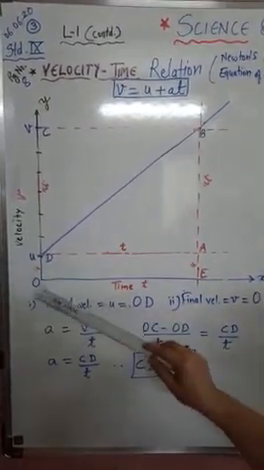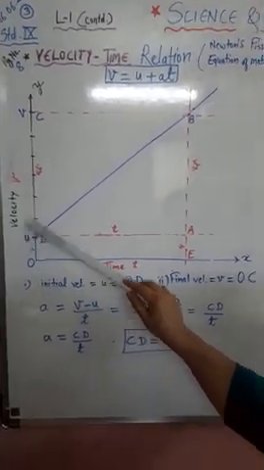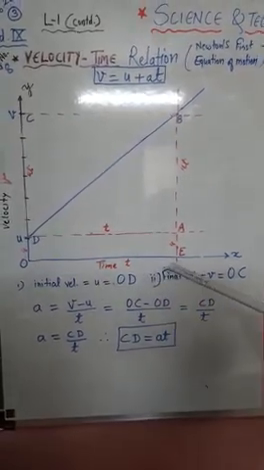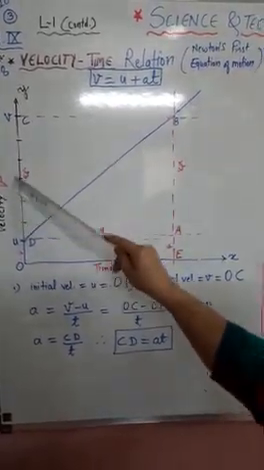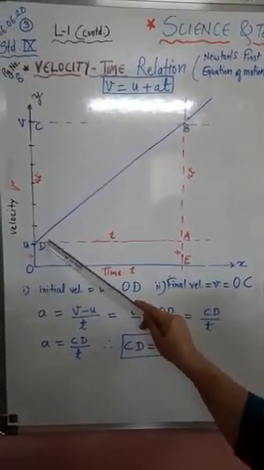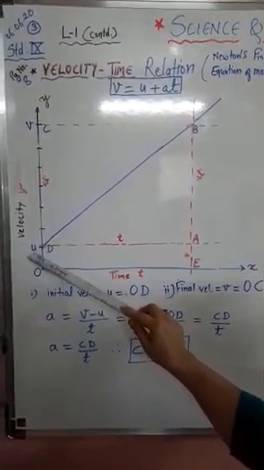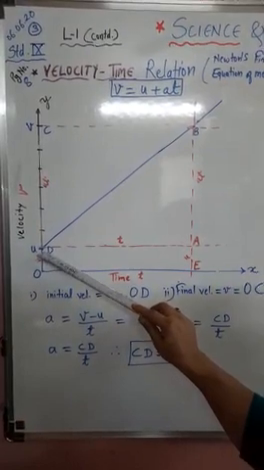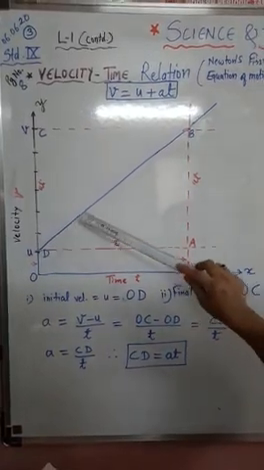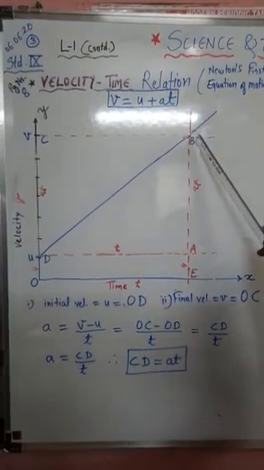Suppose an object is moving with velocity u. First, you have to draw the graph. On the x-axis we will take the time and on the y-axis the velocity. The object starts from point D. The initial velocity is u, the initial velocity of the object, and it starts from this point D. With increase in time, the velocity increases, and the object reaches the point B.